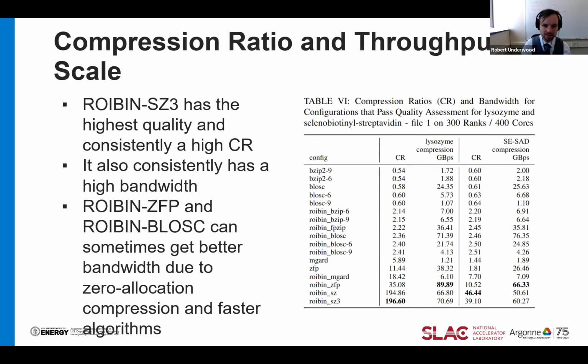When we look at our method in comparison to both variants of our method, as well as existing lossless and lossy compression techniques, we see that we consistently have some of the highest compression ratios available at very high compression bandwidths. It's kind of interesting to note that Roy-Bennett ZFP performs very well in terms of bandwidth, and that's in part because it's using the zero allocation compression support that I mentioned earlier.